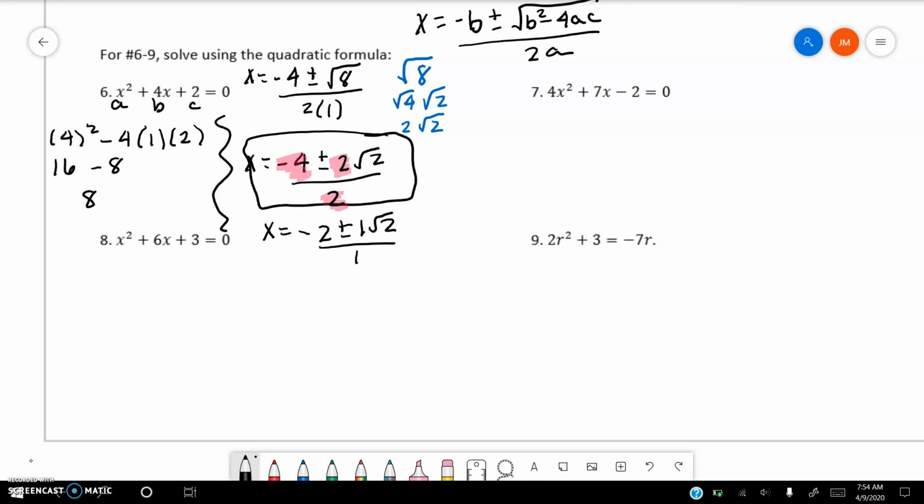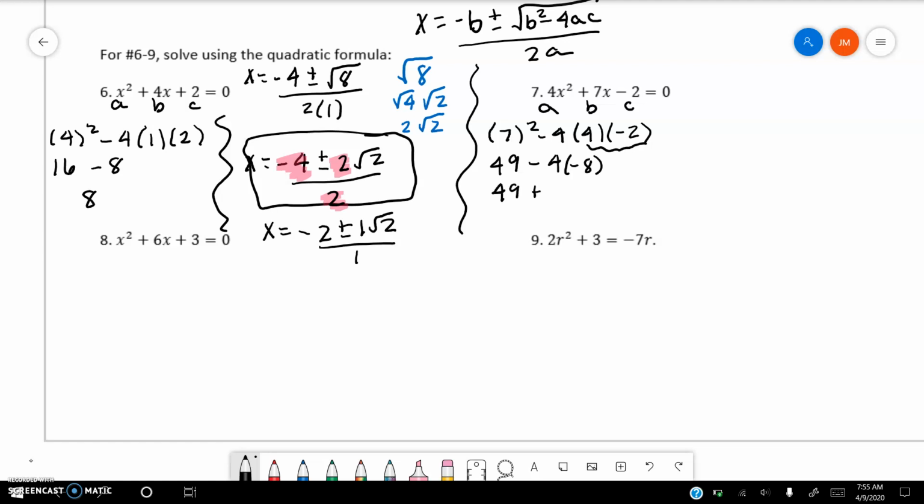All right, so for number 7, you're going to do the same thing. Start out with the discriminant. So we have A, B, and C. So you're going to have 7 squared minus 4 times 1 times negative 8... 7 squared is going to give you 49 minus 4 times negative 8, because that's what these are. So then you have 49 plus 32, because negative times negative gives you a positive. And then that is going to give you 81.